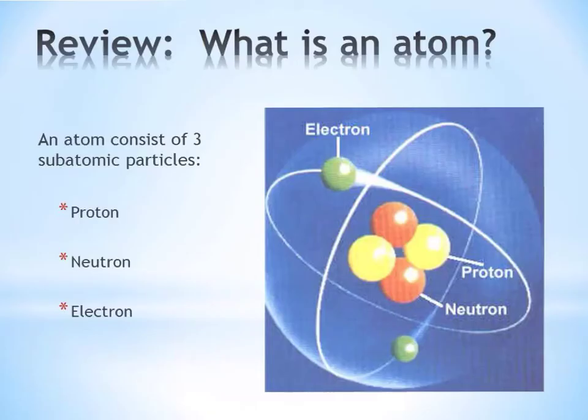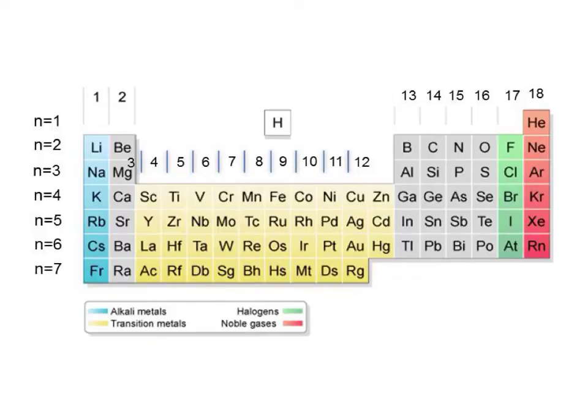So for a quick review, an atom is composed of 3 subatomic particles: the proton, the neutron, and the electrons. Now, what you didn't know is that the periodic table actually tells us all the pieces of information that we need to know in order to determine the number of protons or electrons or the number of neutrons.